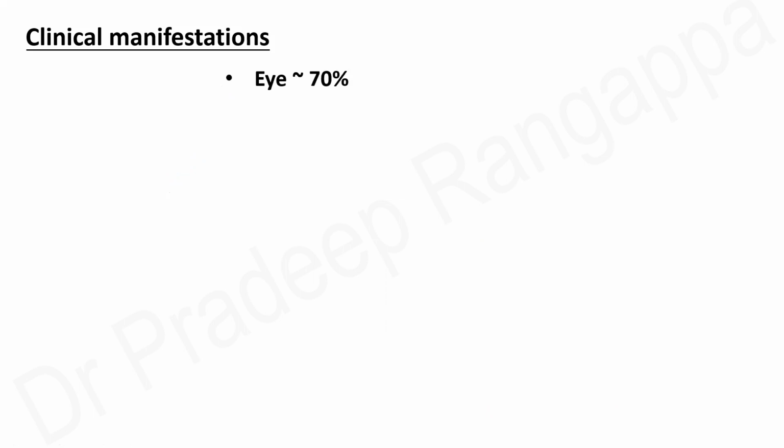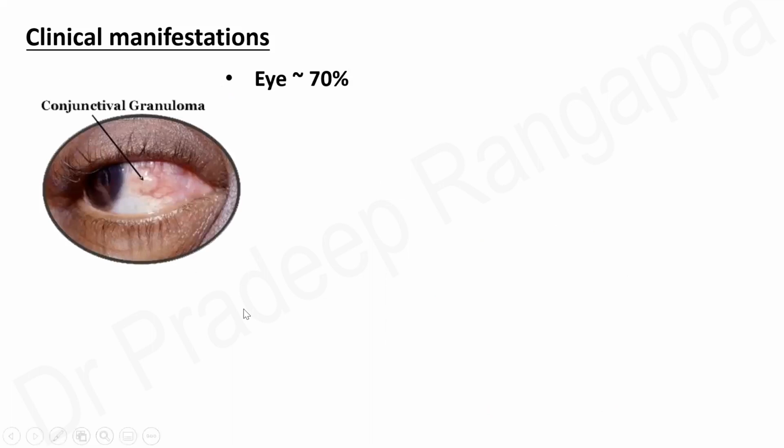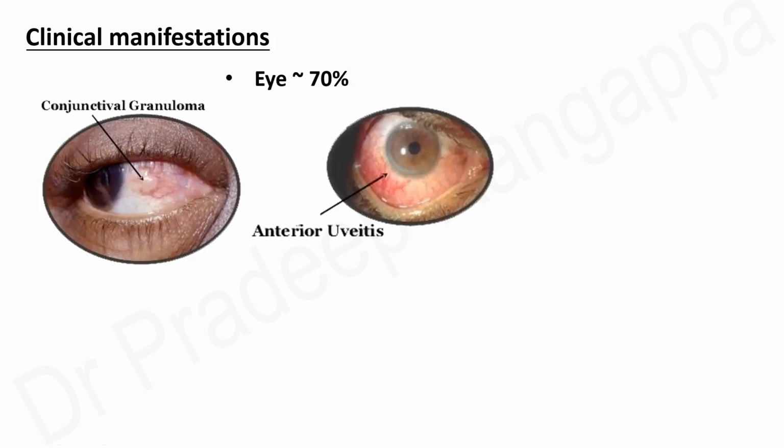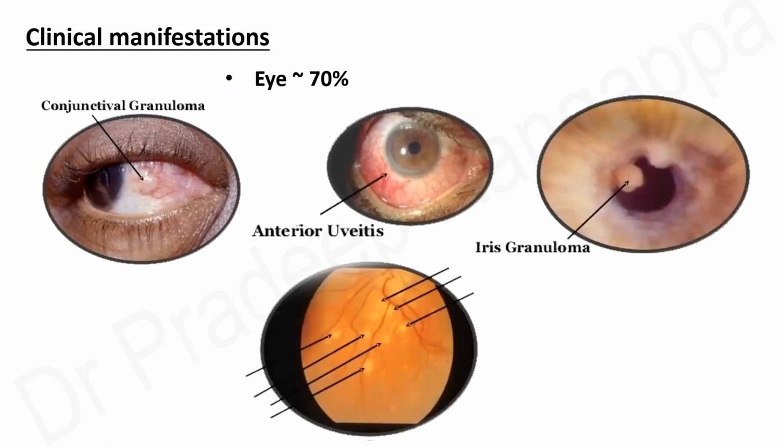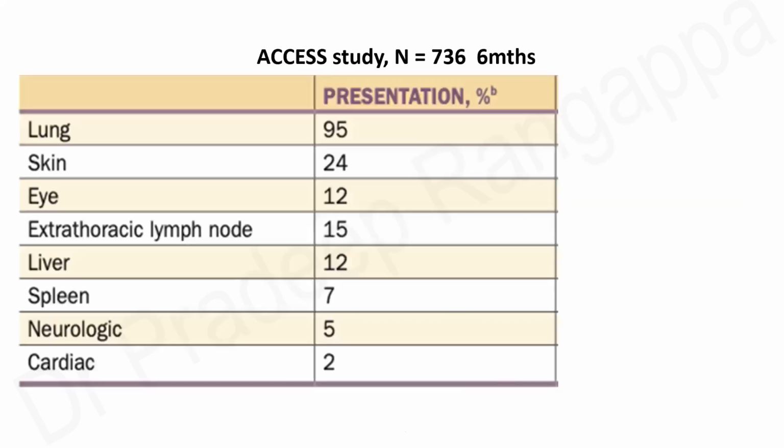Eye involvement can happen in up to 70% of the cases. So they can have these granulomas on the conjunctiva. And then they can have anterior uveitis, which is very common. And then they can have granulomas in the iris. And they can have choroidal and retinal involvement. So there is something called a wax seeping sort of picture in the choroidal retinal structure. So there can be nodules present in the choroid and retina also.